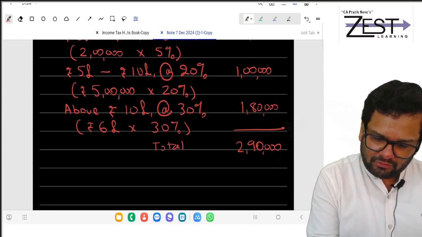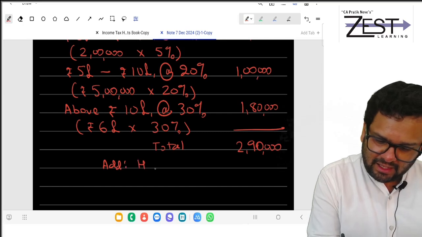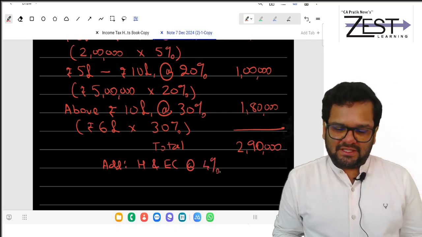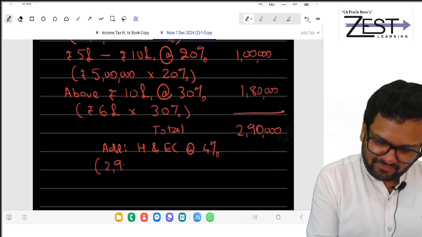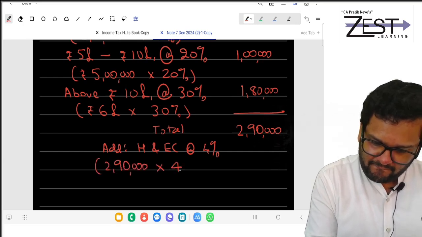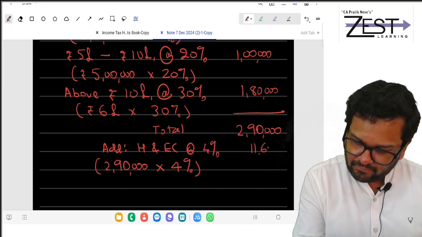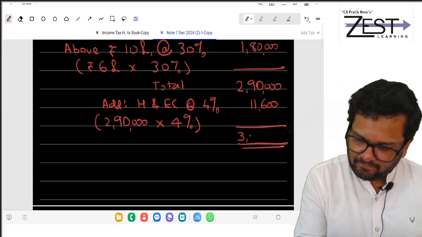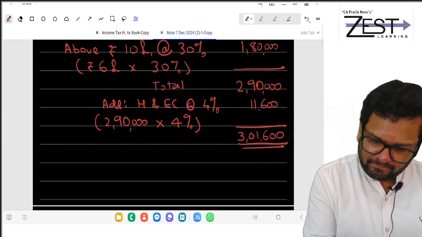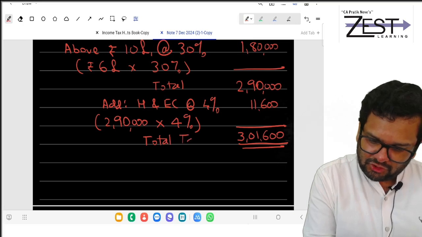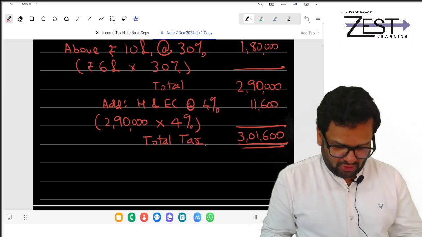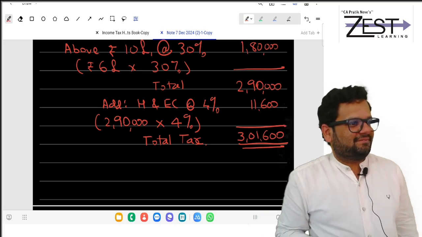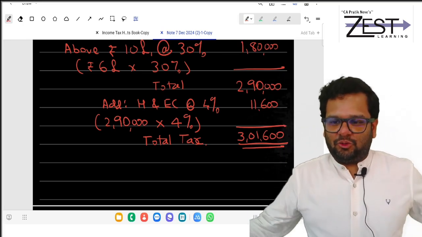Now what will you do? Add health and education cess at 4%. What is that? 11,600. Yes, sure. This is your total tax. Are you getting 3 lakh 1,600? Last. Can I go to last point?